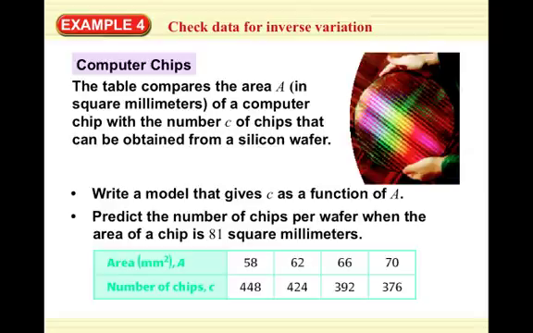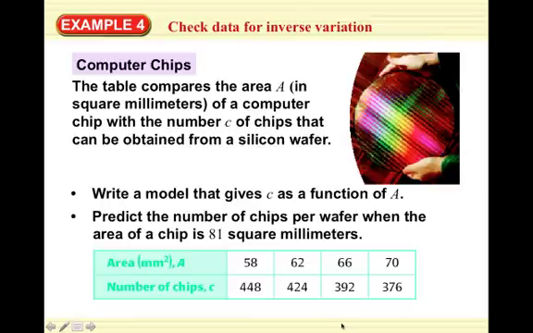All right, so we want to make sure we're not told anywhere that we have an inverse variation. We suspect that there's an inverse variation because if you look, as the area gets larger, the number of chips gets smaller. So remember, if C equals little a over big A, then another way of writing that is C times big A equals little a. So what we're going to do is look at the product of each pair and see if it comes out to be approximately the same value.